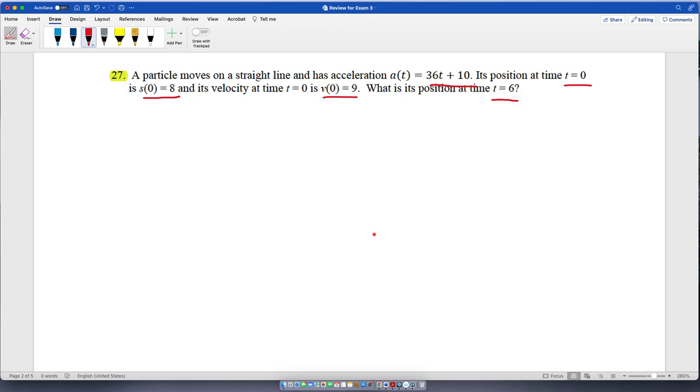So what is acceleration, velocity, and position? What are the relationships? Let's start with if I had the position, how do I get the velocity? The first derivative. If I've got the velocity, how do I get to the acceleration? That'd be the second derivative of the position function.